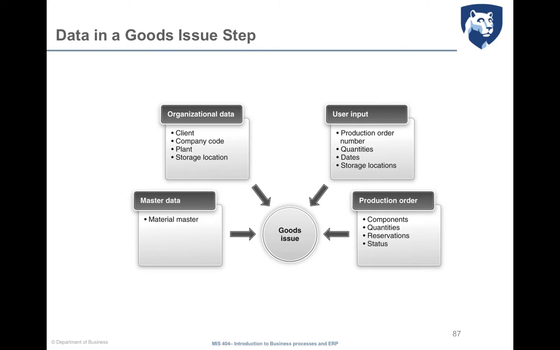Of course, the production order already includes all the data that are needed to execute the goods issue. You just need some user input specifics, like actual materials and quantities issued, and also the planned storage location where materials are stored, which can then be changed once the goods issue step has been executed.